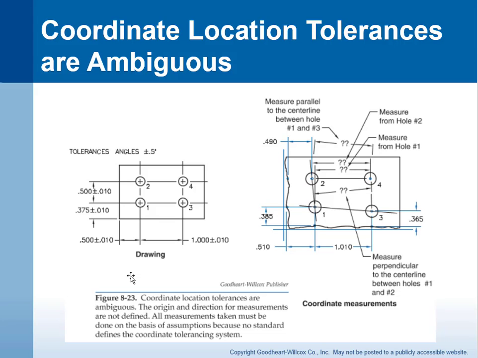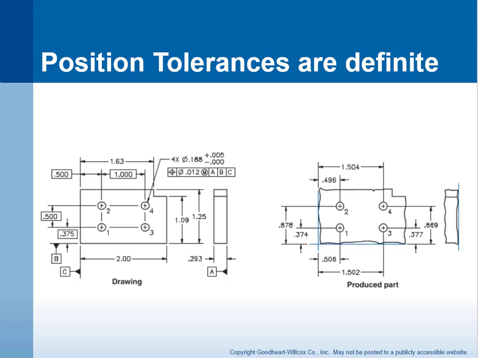Position tolerances, by the way, are very definite. So when I'm checking these locations, I've got these basic dimensions back to these features here. I'm checking it using a datum simulator. I'm simulating datum A, datum B, and datum C, and I'm checking the location of these holes faithfully and on position. So that in a nutshell is the advantages of using positional tolerances versus coordinate location tolerances.